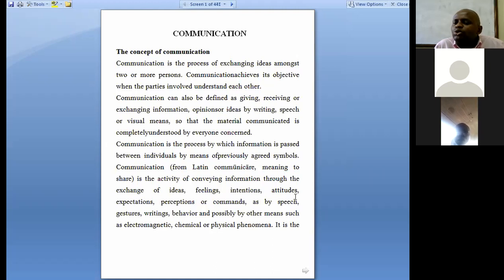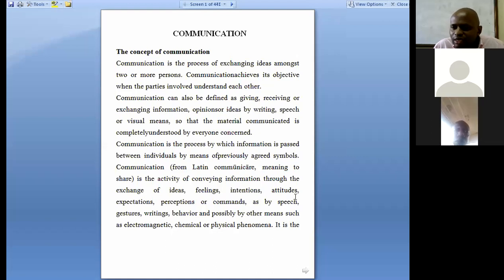One party must be able to give, the other party must be able to receive the information, and the other party must be able to exchange that information. And this information can be opinions that people want to exchange. It can be an idea by writing, so there has to be some aspect of writing. And sometimes you also give a speech, and the other people are able to visualize and understand that speech.